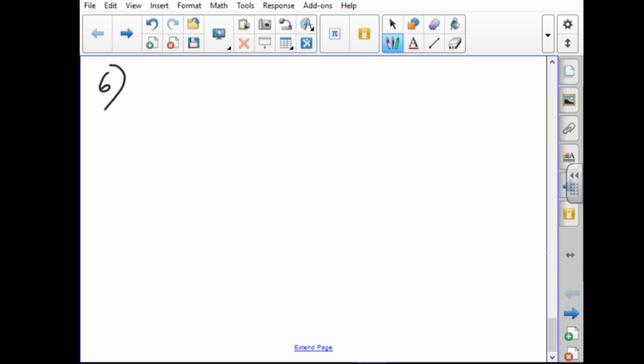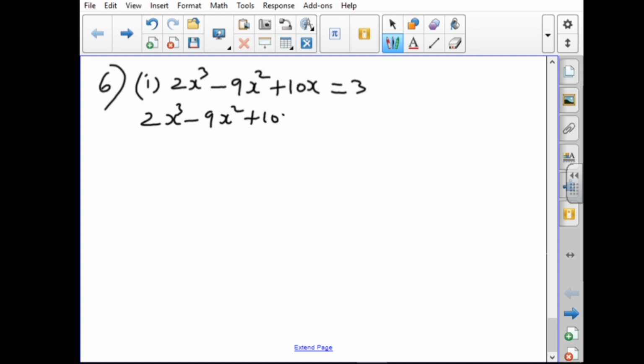Solve the cubic equations. So first one, 2x cube minus 9x square plus 10x equal to 3. So we have to solve this cubic equation. So here this can be written as 2x cube minus 9x square plus 10x minus 3 is equal to 0. So now we will check this.